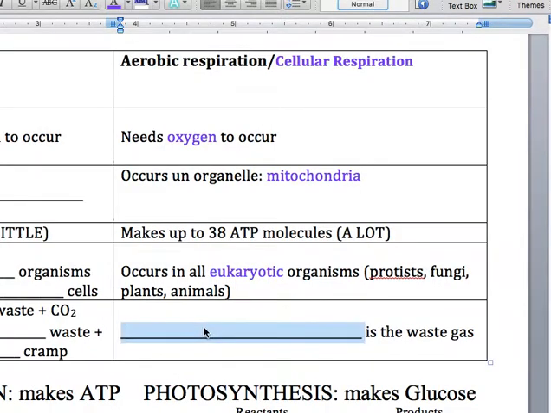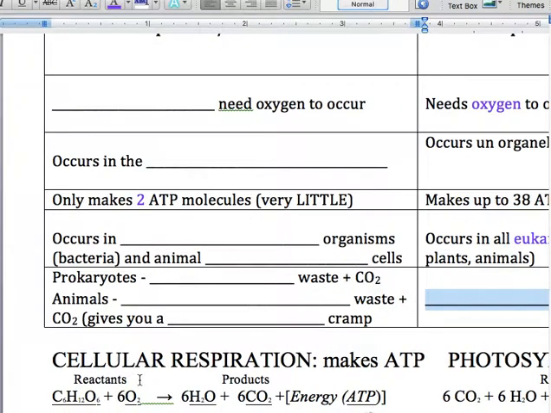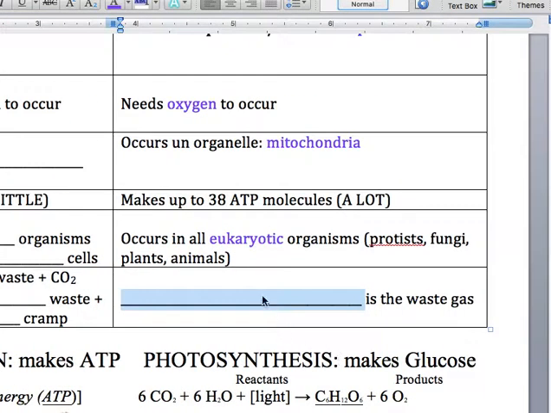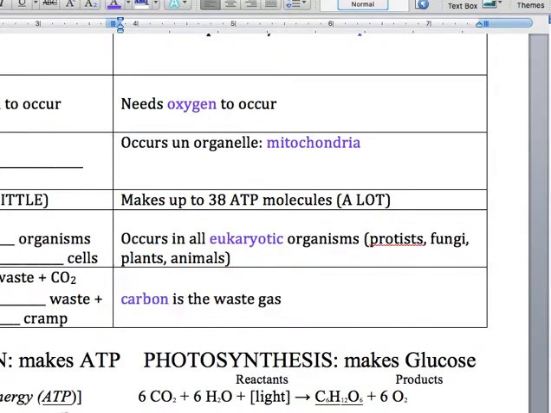Now, what is the waste gas? Well, come over here. If I'm looking at waste, am I going to look at the reactants or the products? Okay, I'm looking at the products. So between water and carbon dioxide, we are looking at carbon dioxide is the waste gas. Okay? So this is cellular respiration.